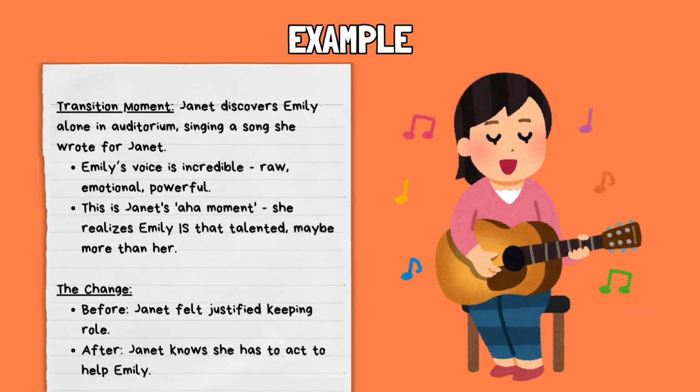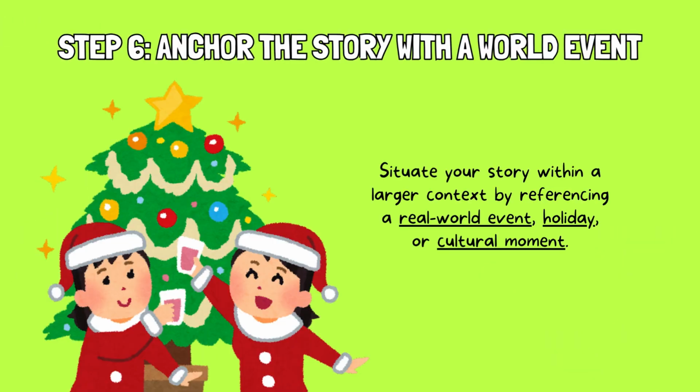For example, in our story, the transitional moment comes when Janet overhears Emily singing alone in the empty auditorium after school. Her voice is beautiful and raw, filled with emotion she's never heard before. This moment shifts everything. Janet realizes that Emily's talent deserves to be heard, and her perspective on success and friendship completely changes.